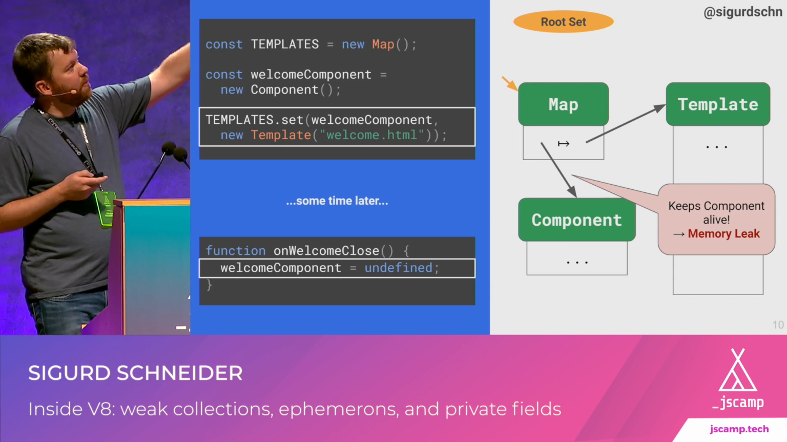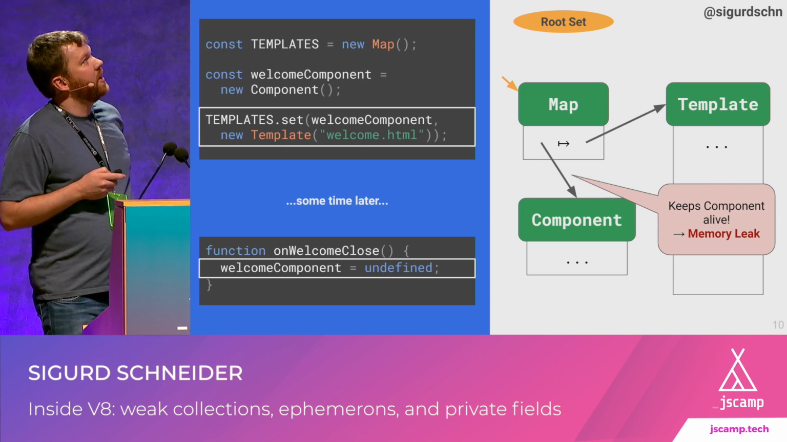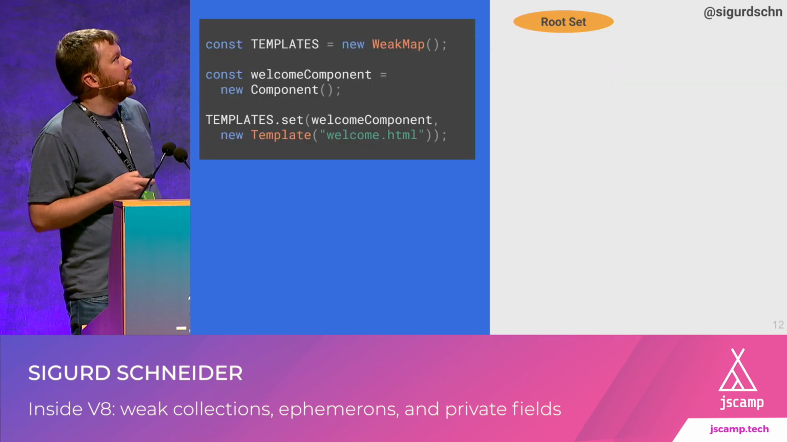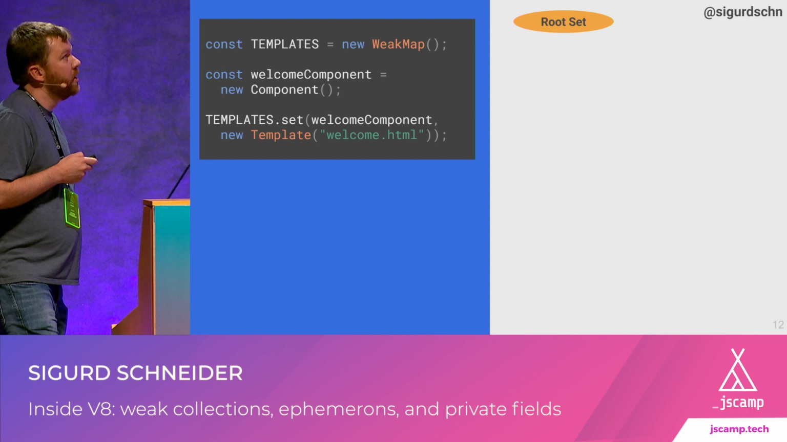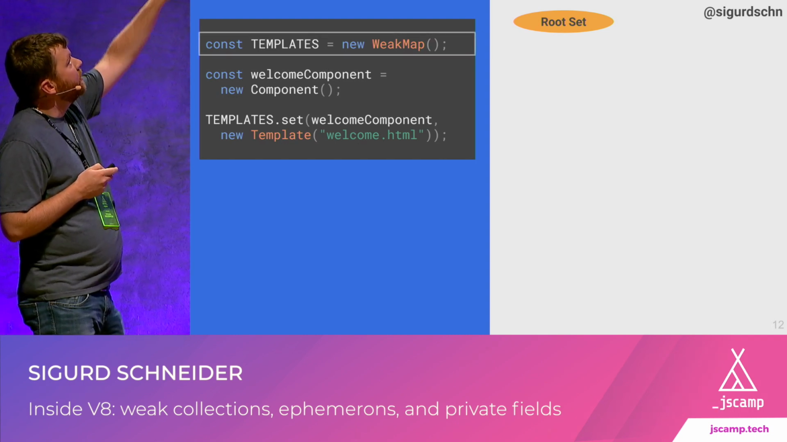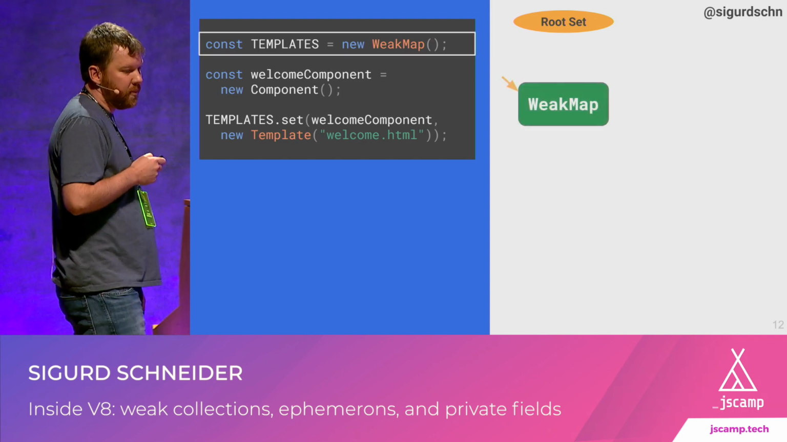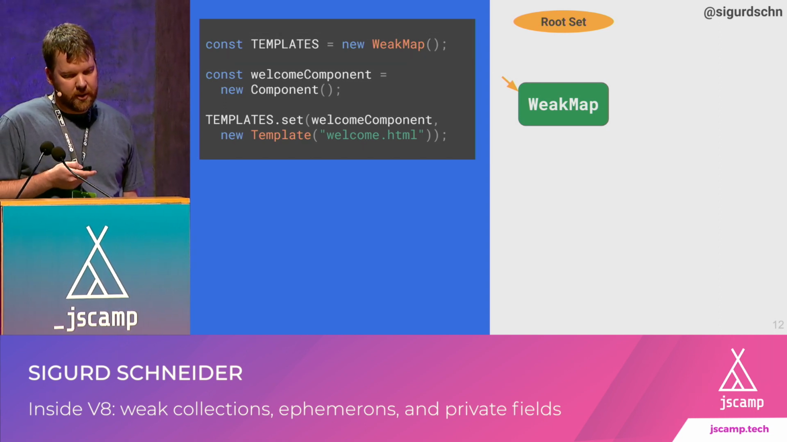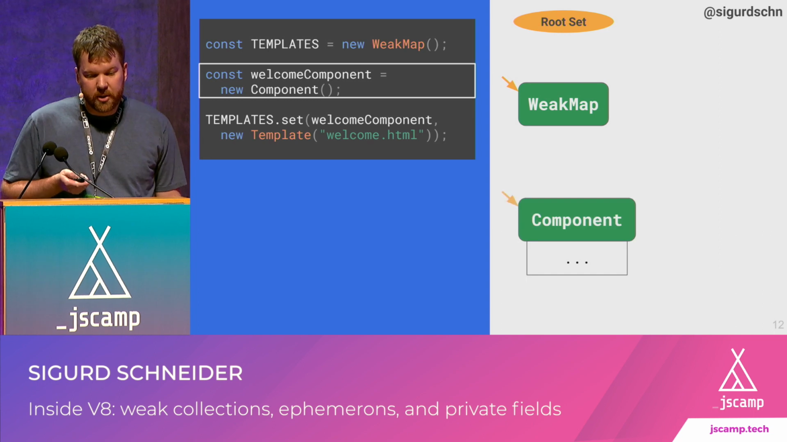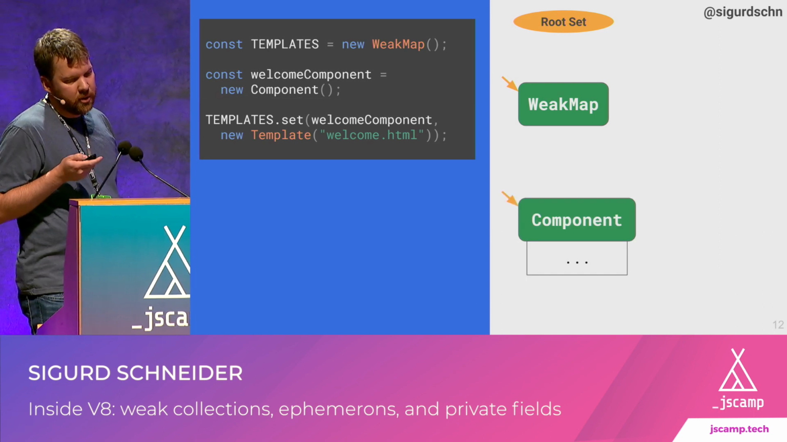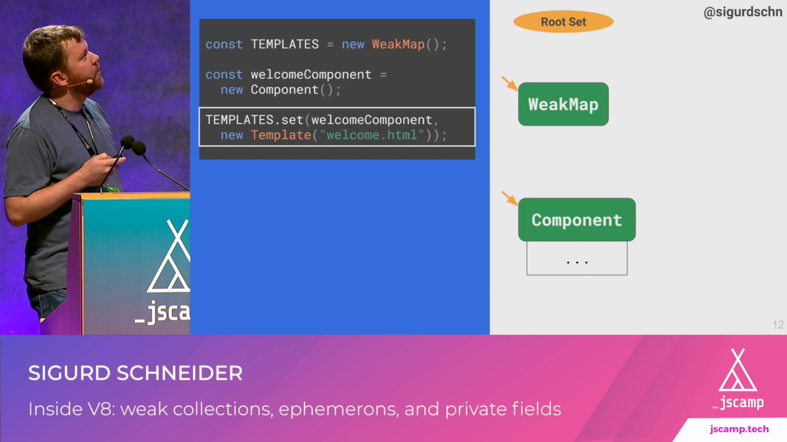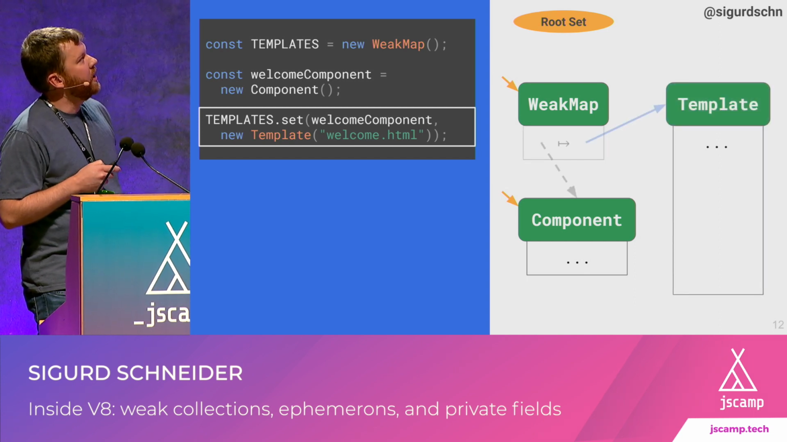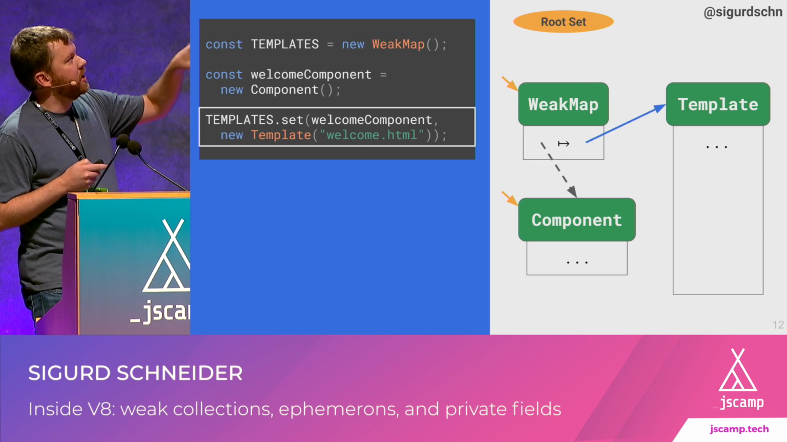So with the map, you have a problem here, because the map keeps this thing alive. And this problem can be solved with weak maps. So let's walk through this example again, but now with a weak map. So again, we create a weak map in the heap. It's referenced by the global templates, that's why it's in the root set. We create the component. And now we insert the template again. Template again is big, but now the entry in the weak map looks very different.